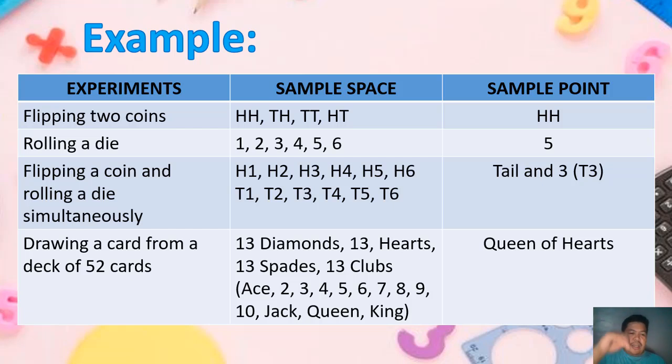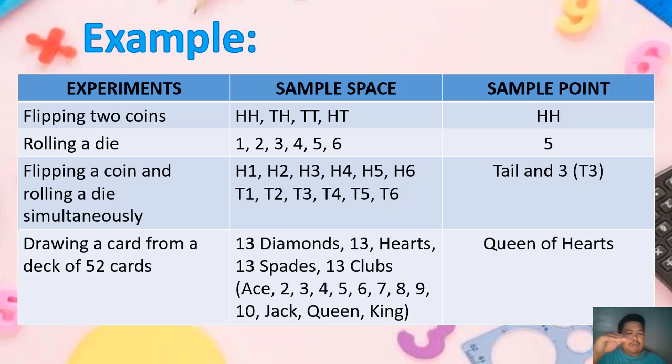And flipping a coin and rolling a die simultaneously. So, pagka-toss mo daw ng coin, ginulong mo yung die natin. So, this is the possible sample space or the possible outcomes. So, head 1, head 2, head 3, head 4, head 5, and head 6. Or maybe we can produce a tail 1, tail 2, tail 3, tail 4, tail 5, or tail 6. But the sample point that I'll put here is tail and 3. So, pwedeng T, 3. Yun po yung possible na experiments natin.